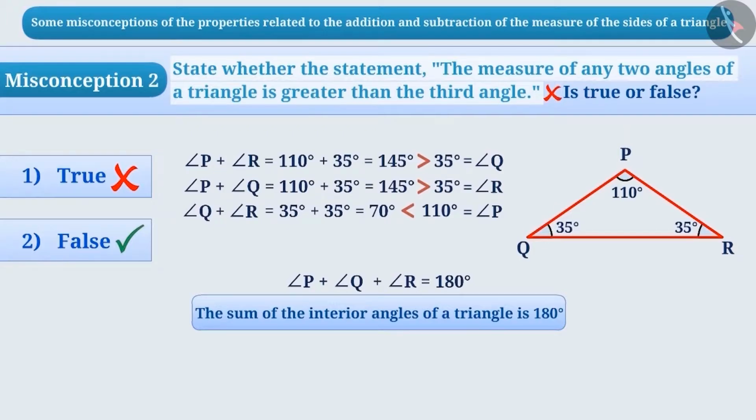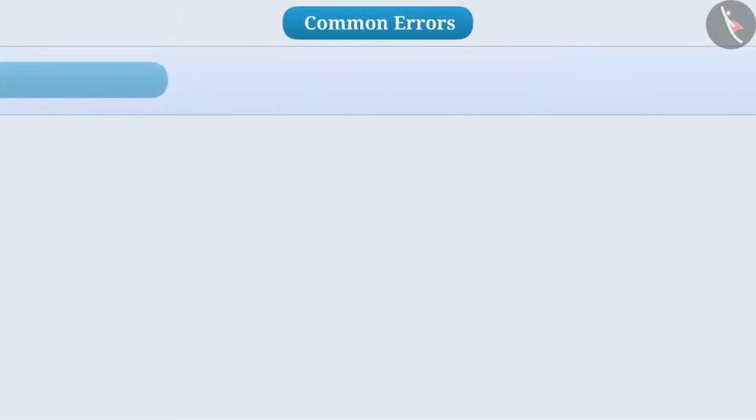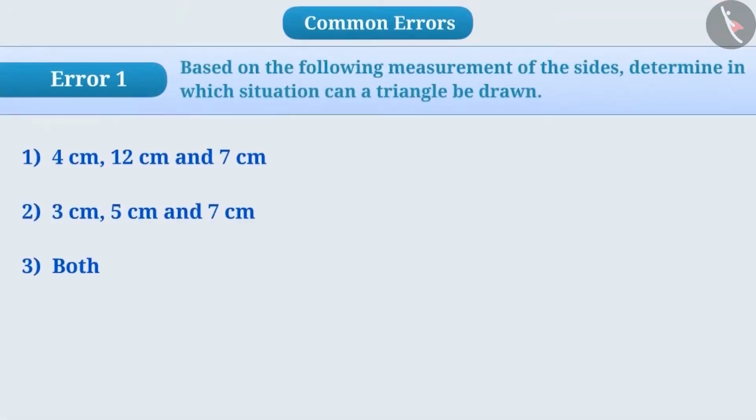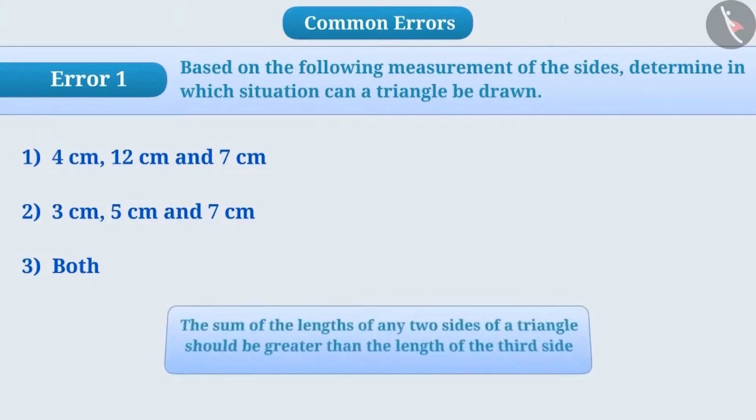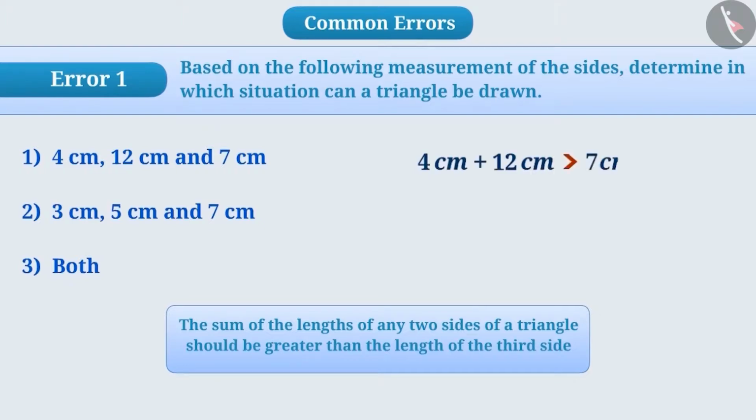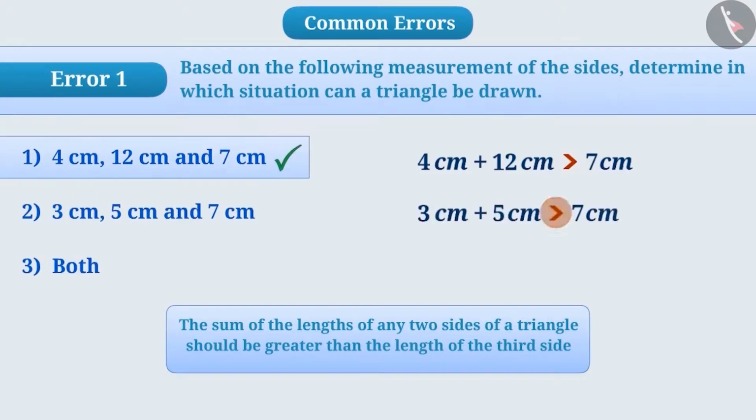Now let us know about some common errors. Error 1. Based on the following measurements of the sides, determine in which situation can a triangle be drawn. Some children know that when the sum of the lengths of any two sides of a triangle is greater than the length of the third side, only then we can construct a triangle, otherwise not. They see that 4 cm plus 12 cm is greater than 7 cm, so they think that option 1 is correct. In option 2, they see that 3 cm plus 5 cm is greater than 7 cm. So option 2 is also correct.